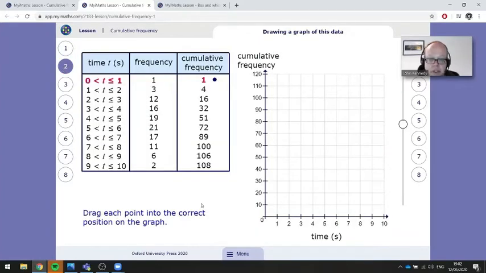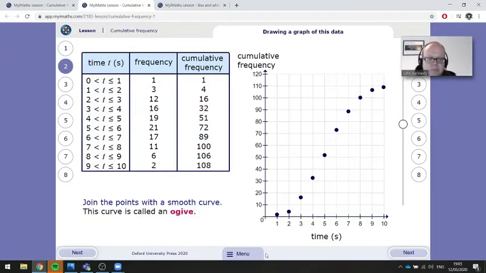If I want to turn this into a graph, I'm going to use the cumulative frequency on the vertical axis again, and the numbers at the end of the category to go along the horizontal axis. So the first point is going to be 1, 1, about here, and then 2, 4, 2 from the end of this category, and 4 here, so a little bit higher up, 3, 16, so we can then join these points together to form the cumulative frequency graph.